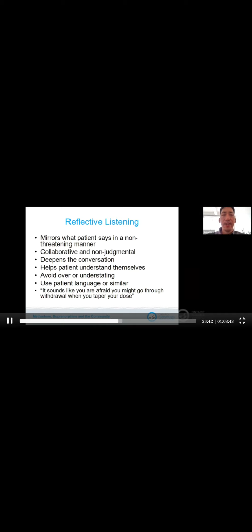Reflective listening is mirroring what the patient says in a non-threatening manner. It's collaborative and non-judgmental, and it helps to deepen the conversation. It helps the patient understand themselves and avoids over or understating. So again, an example of reflective listening would be, it sounds like you are afraid you might go through withdrawal when you taper your dose.